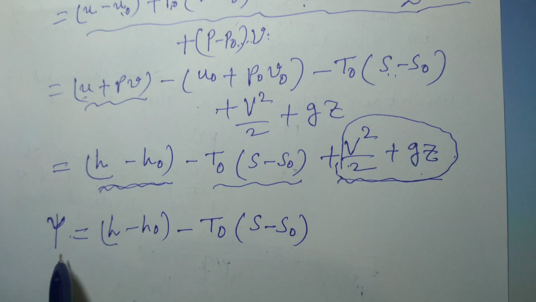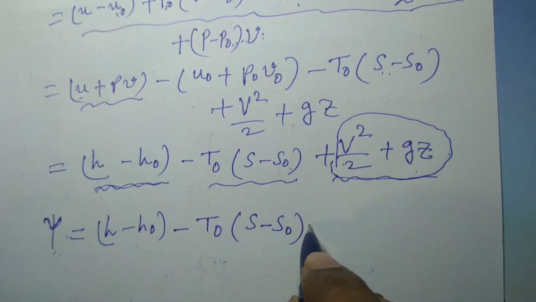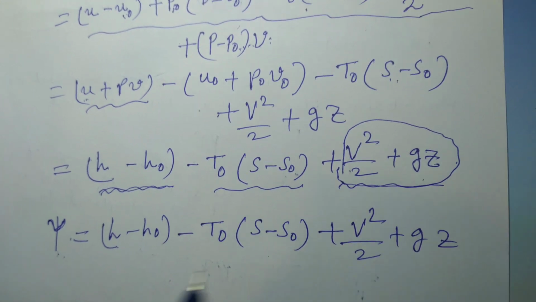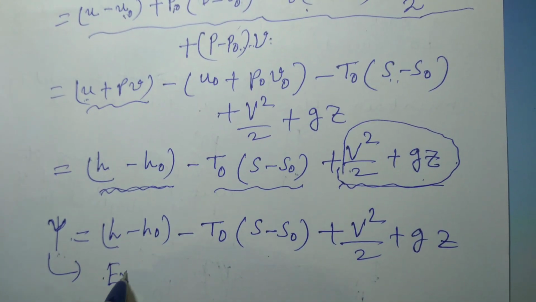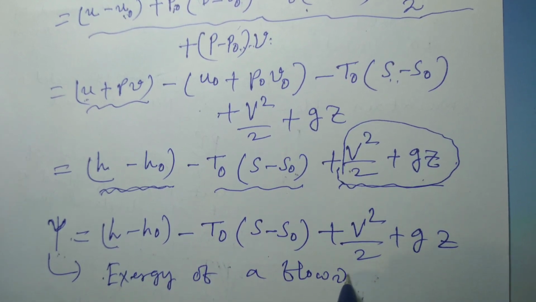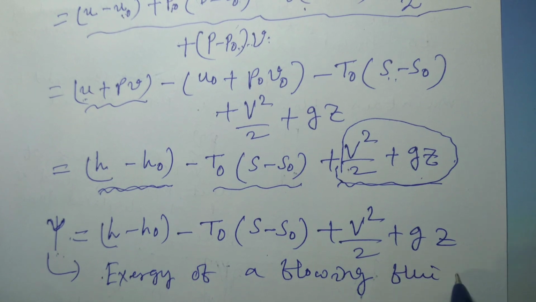analysis of a control volume. When we are going to apply the exergy balance principle in the case of a control volume or open system, this psi will come into the picture, because this represents the exergy associated with the flowing stream. h minus h0 minus T0 multiplied by s minus s0 plus V square by 2 plus gz. This is the exergy of a flowing fluid per unit mass, of course.